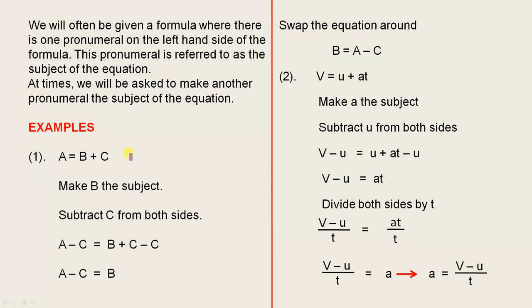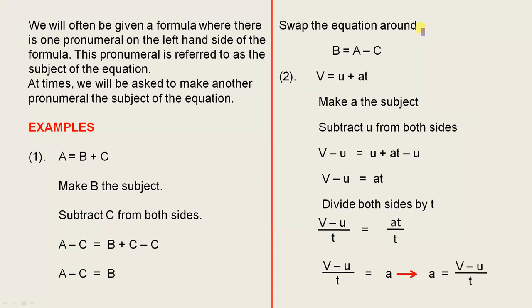Number 1, A equals B plus C. Now from what we've said here, A is the subject because it's by itself on the left-hand side of the equation or the formula. We have to make B the subject. So when we finish, this B has to be on the left-hand side. The first thing we do is try and put B by itself, so we subtract C from both sides. That gives us that line. When we simplify that, we get this line here.